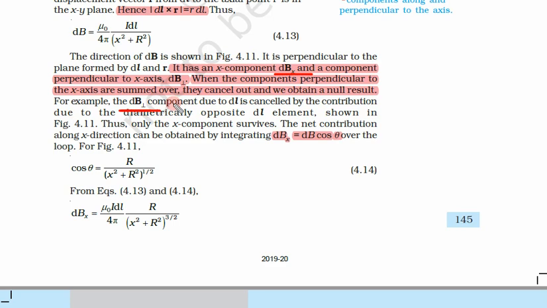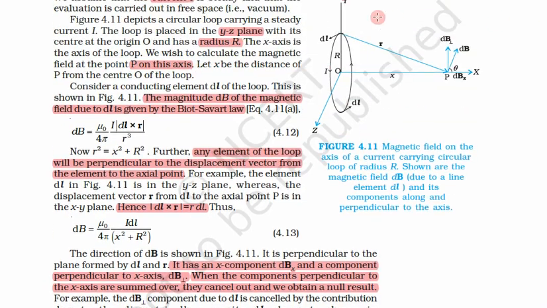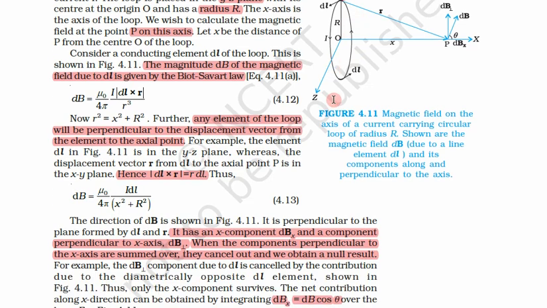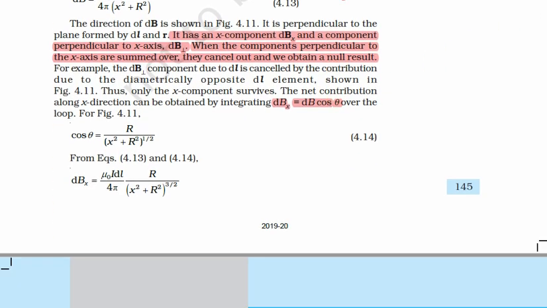For example, the dB perpendicular component due to dl is cancelled by the contribution due to the diametrically opposite dl element. Okay, so this is cancelled out by the diametrically opposite dl. So this plus is cancelled by minus. Similarly, this side is cancelled by this side, and this side is cancelled by this side. So opposites will cancel out. So the only remaining component is dBx.